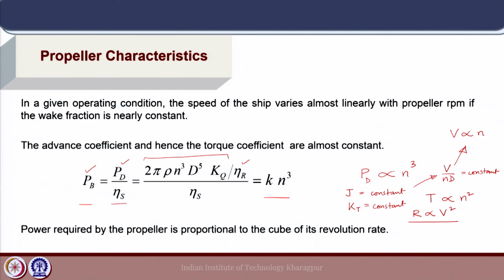Now, this delivered power proportional to n cube for a propeller, which is typically called the propeller law, does not hold true for all conditions. In general, it is observed that this power delivered to the propeller can be expressed as K n to the power x, where x is in the range of 2.5 to 3.5. So, for practical calculation purpose, we generally take x equal to 3, where Pb is expressed as k n cube for engine propeller matching calculations.